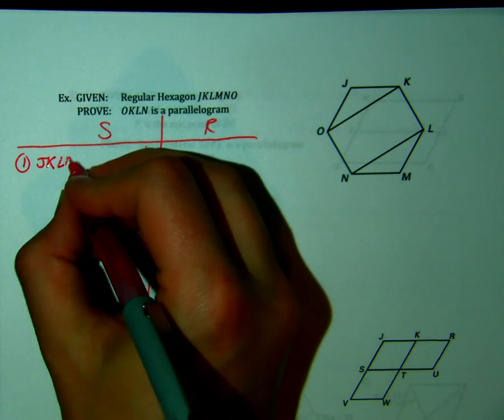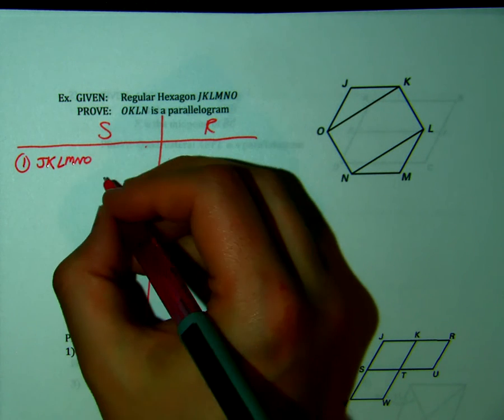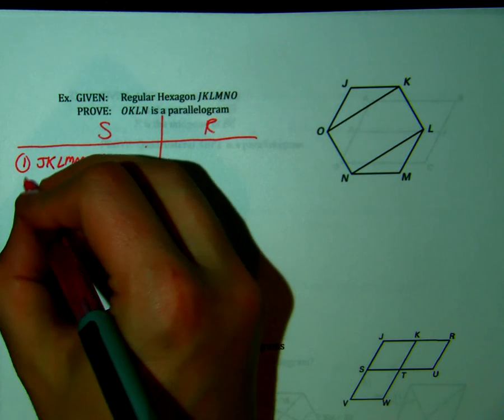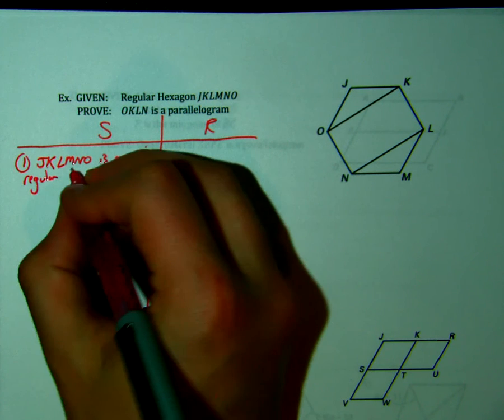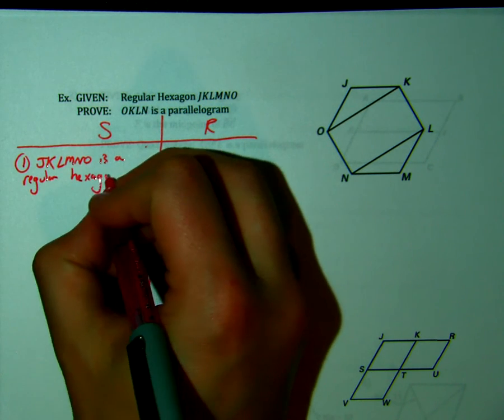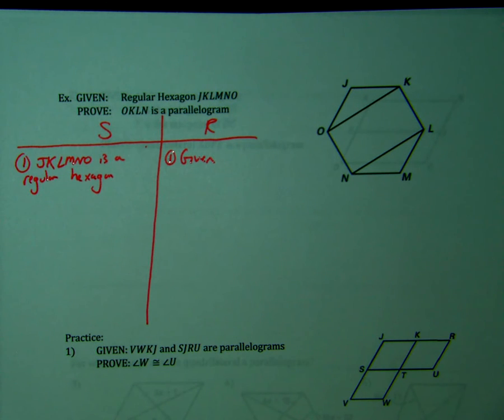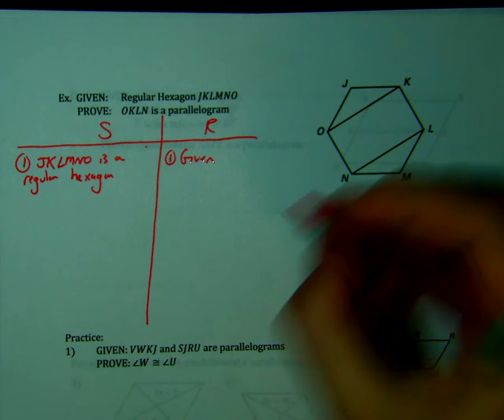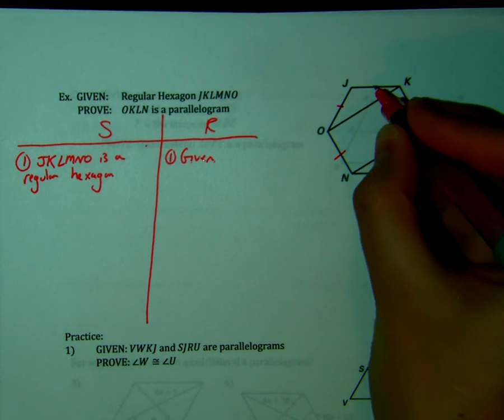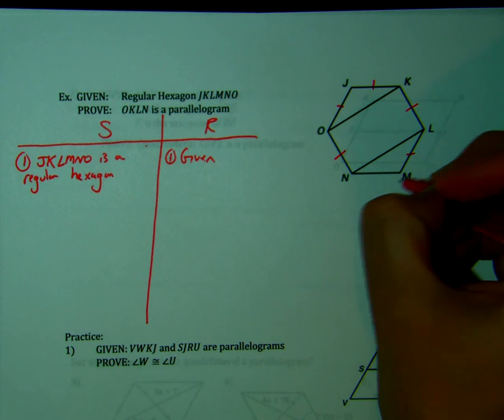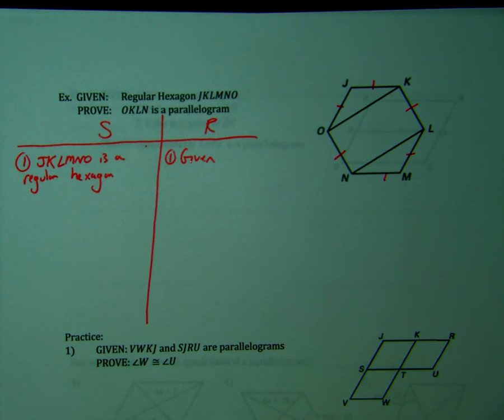JKLMNO is a regular hexagon. And that is given. Okay? So what does it mean for it to be a regular hexagon? So regular is both equiangular and equilateral. So it is equilateral. So we have all these sides that are congruent.